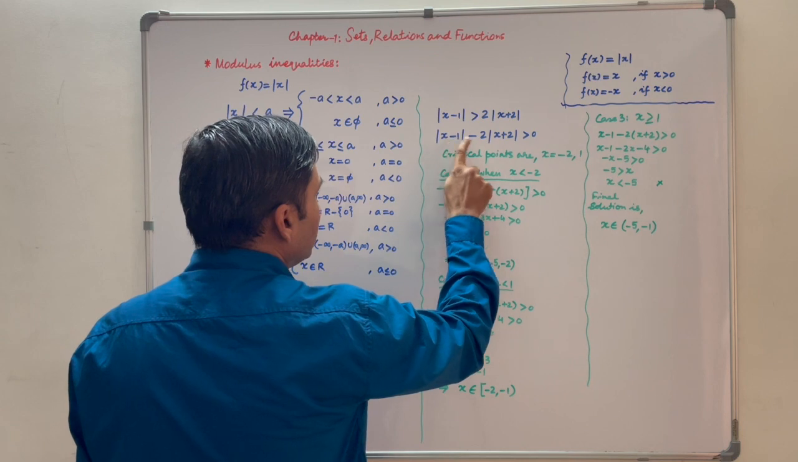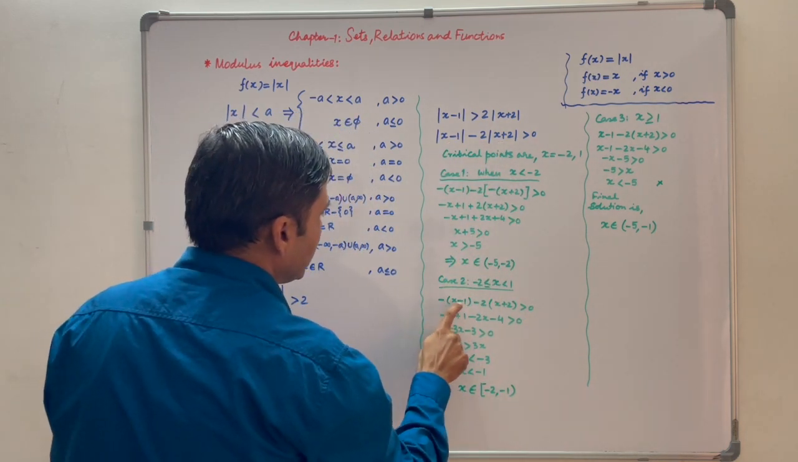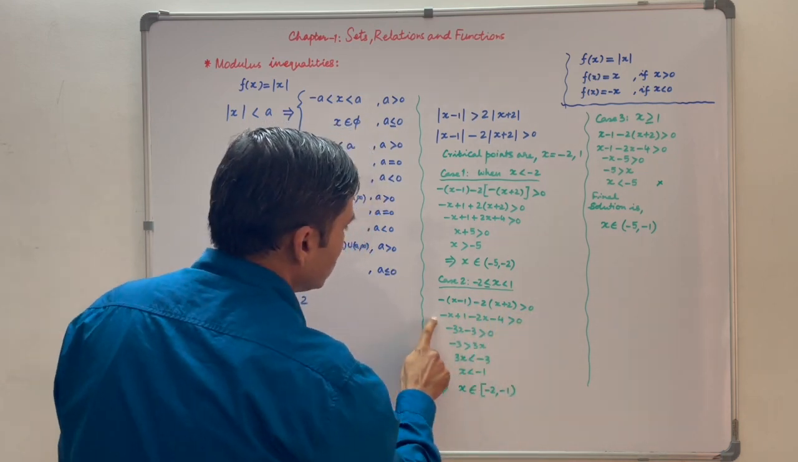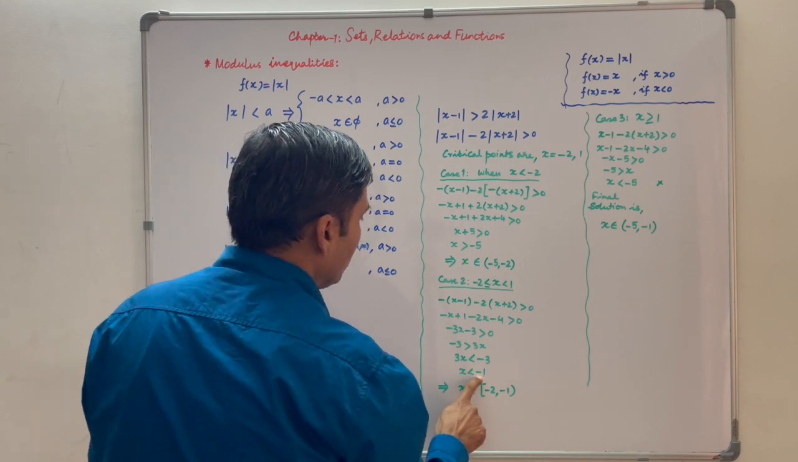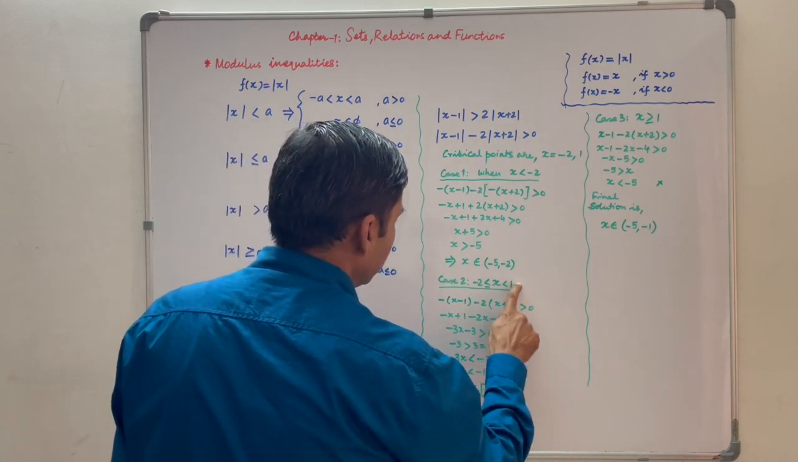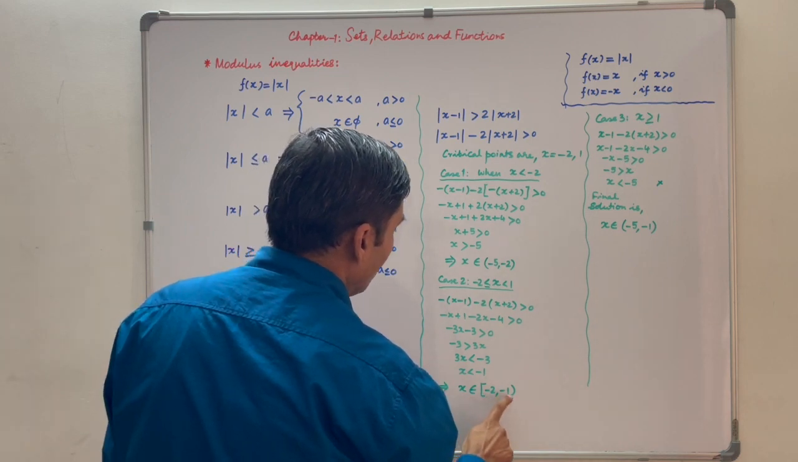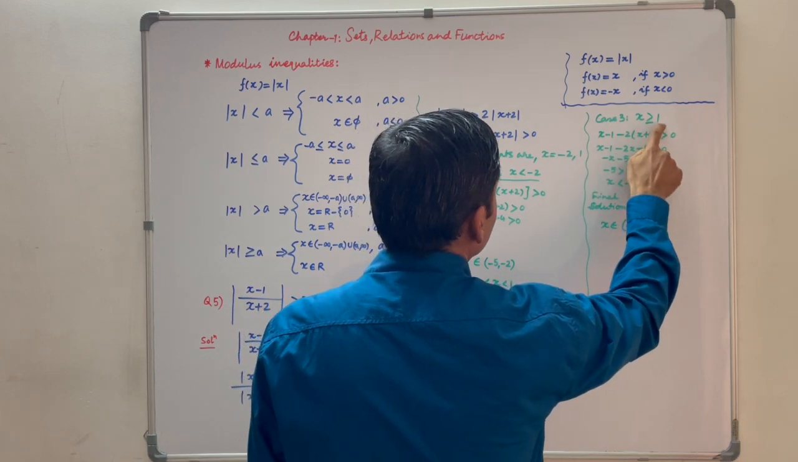Second case, when x lies between minus 2 to 1. So this will be negative, this will be positive. So we will write this as minus (x minus 1) minus 2 (x plus 2) is greater than 0. So this comes out to be x is less than minus 1. Now when you combine this solution and this condition, x belongs to minus 2 to minus 1.